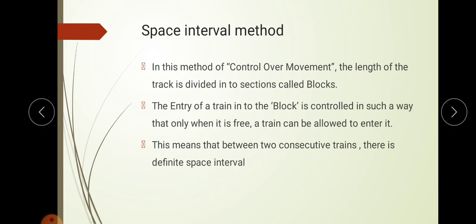Next method is the space interval method. In this method also the length of the track is divided into sections known as blocks, and the entry of a train into the block is controlled in such a way that only when the block is free can the train be allowed to enter it. That is known as the space interval method. This is also a miniature form of the absolute block system, and it means that between two consecutive trains there is a definite space interval.